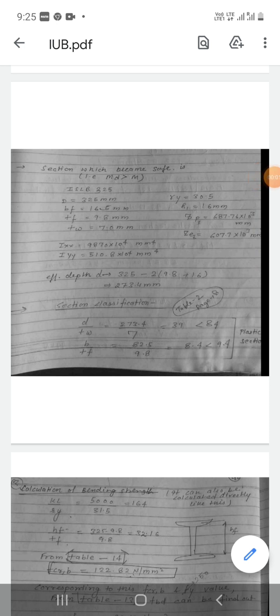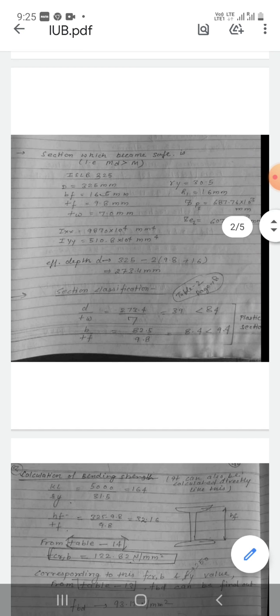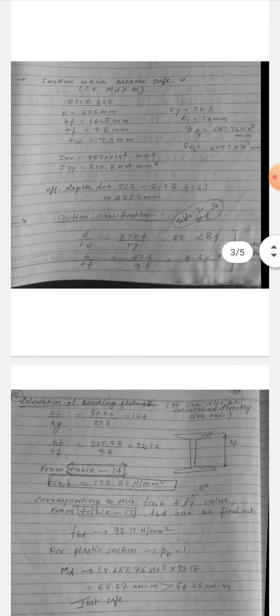Hello students, in the last lecture we saw how to calculate the effective depth for a rolled steel section. So in today's lecture we will see the section classification. This is a very important step because without knowing whether the section is plastic, compact or semi-compact, it is impossible to calculate the design bending strength and so on of the laterally unsupported beam.